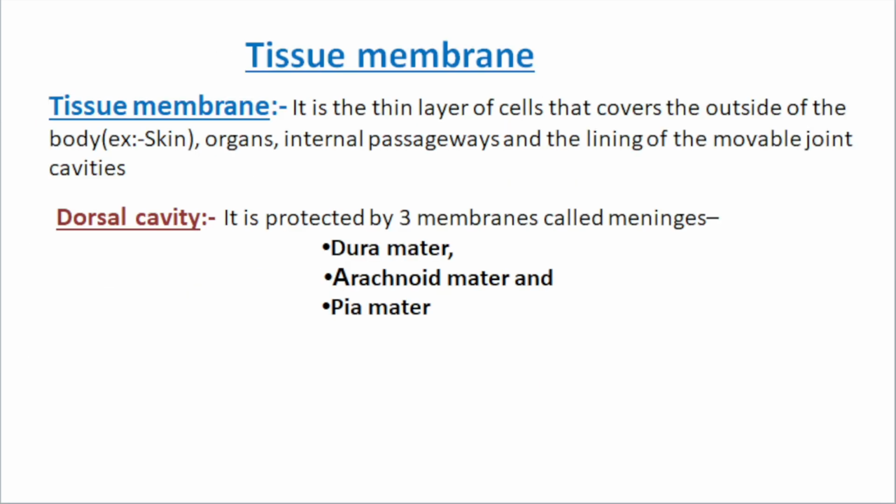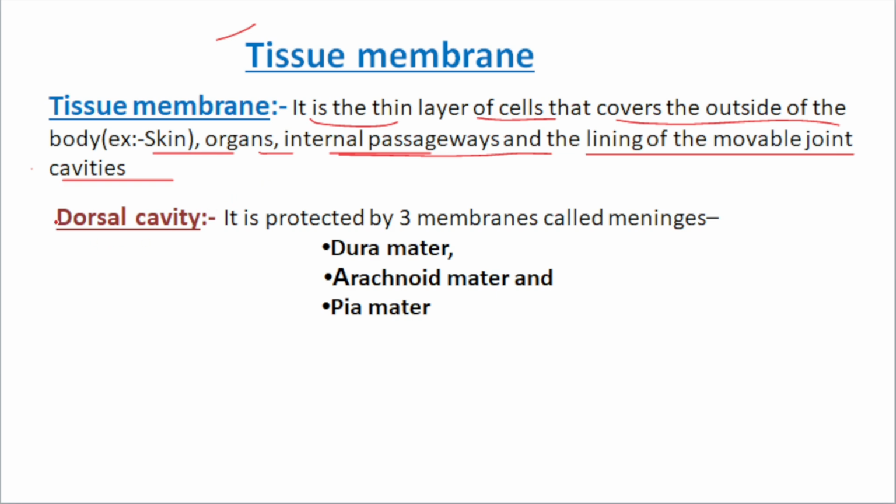Now I discuss about the tissue membrane that surrounds our internal body cavity and organs. So start with the definition of tissue membrane. Tissue membrane is a thin layer of the cell that covers the outside of the body, for example skin, organs, for example heart, or internal passageway and the lining of the movable joint cavity. So the tissue membrane is a thin layer that covers our outside of the body, organs, or internal passageway and the lining of the movable joint cavity.